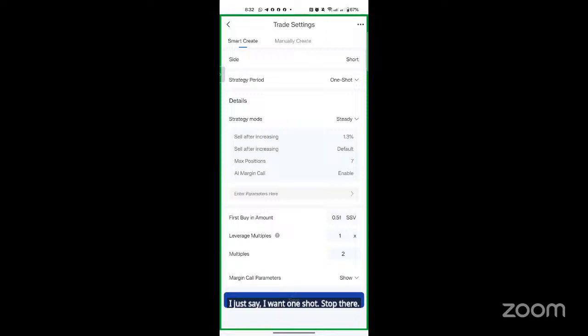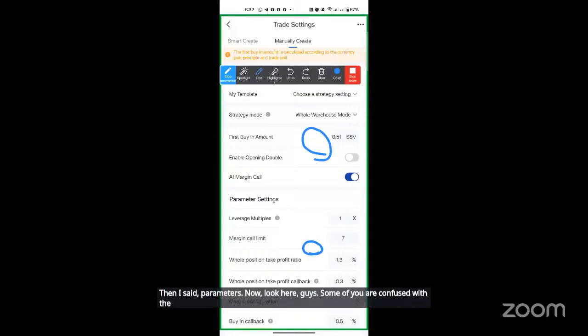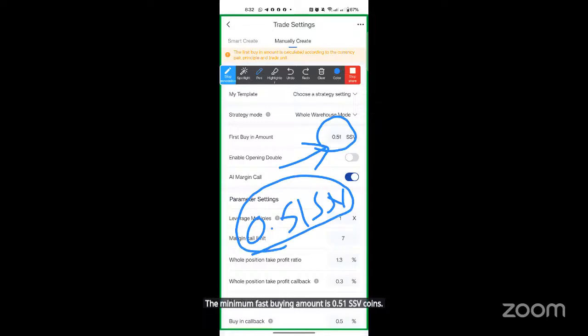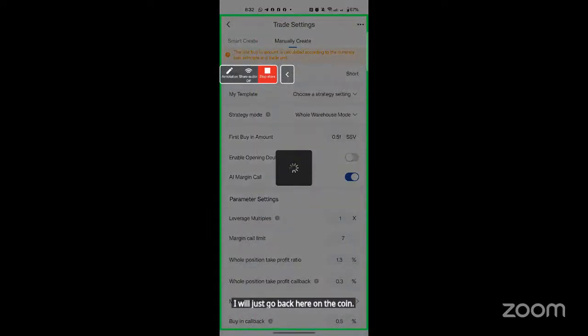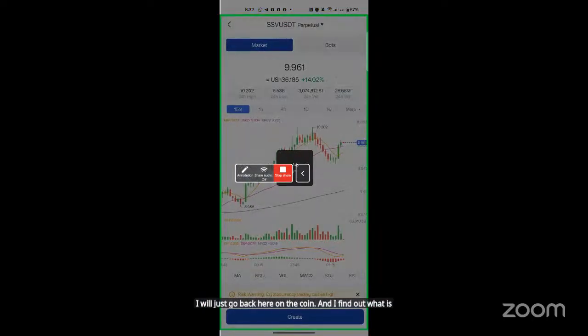Then I say, parameters. Now look here, guys. Some of you are confused with the first buying amount. The minimum first buying amount is 0.5 SSV coins. If I want to increase my first buying amount, I will just go back here on the coin and find out what the price of SSV is.